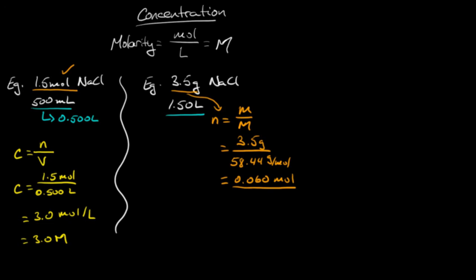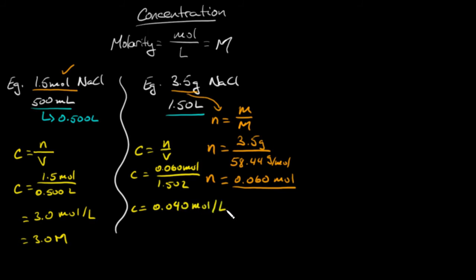Now that I have this value, I can make use of it in my concentration formula. It's going to be the exact same one as before because now I have the correct value. So I'm going to say here that the concentration, C equals n over V, means that n is what I just calculated, 0.060 moles. V was given to me in the question, and that's going to leave me with 0.040 moles per liter.